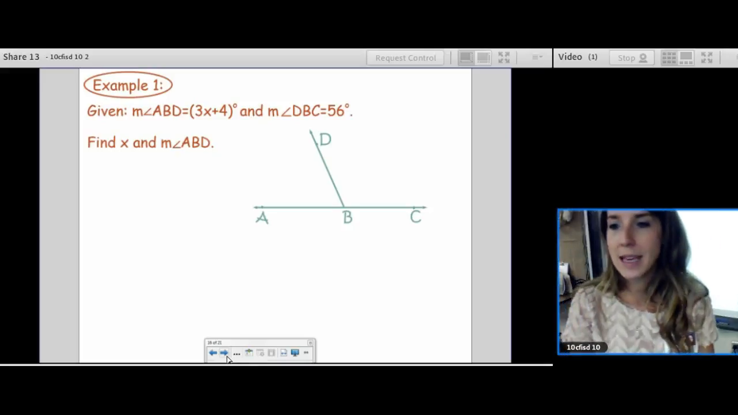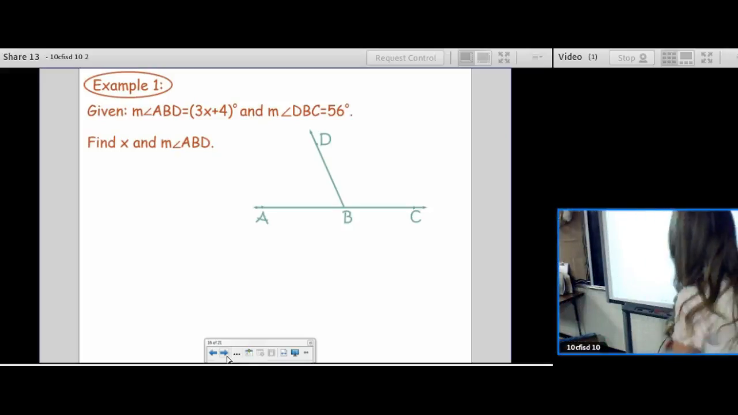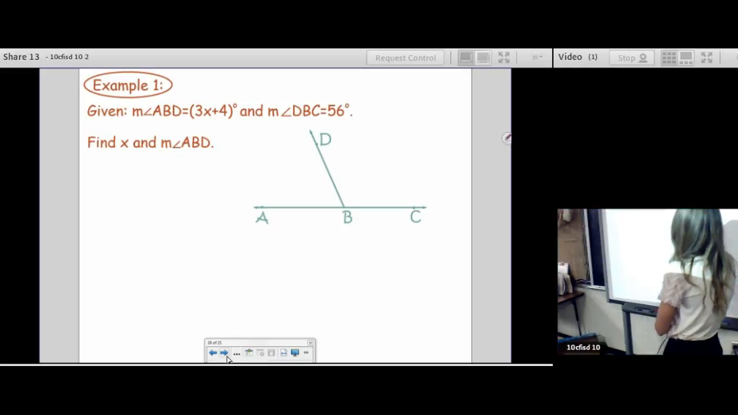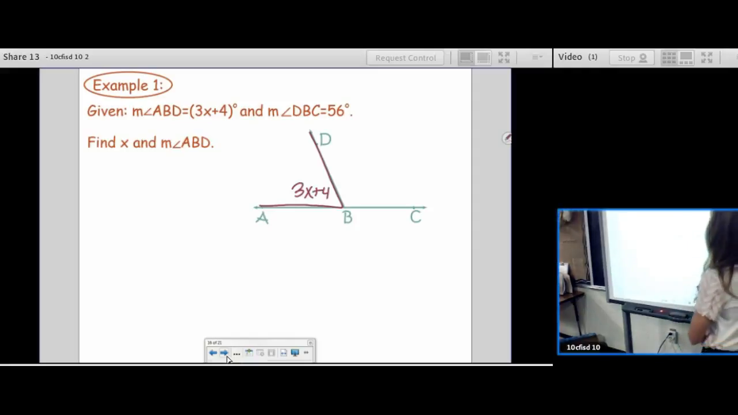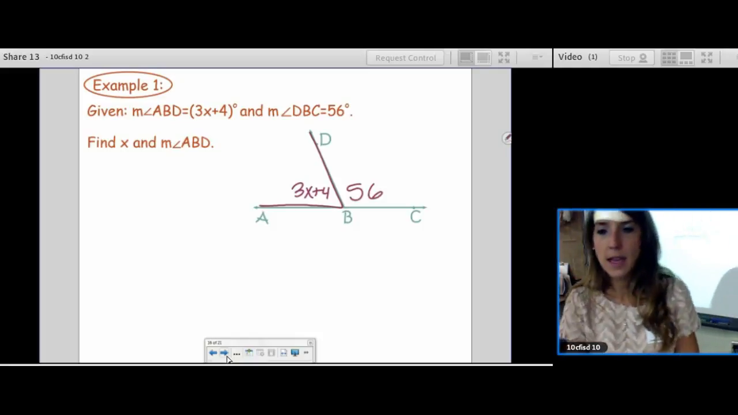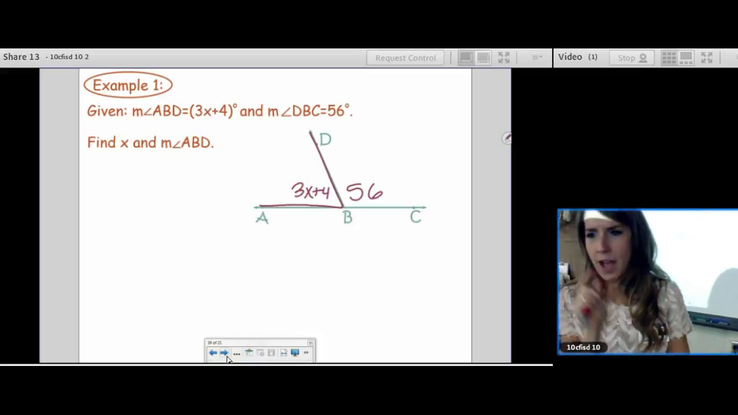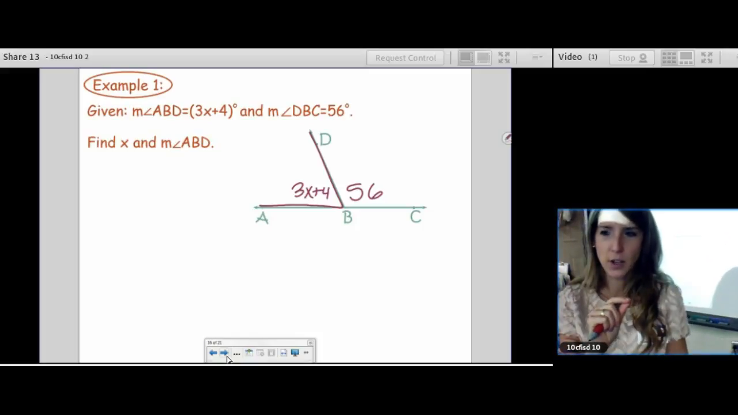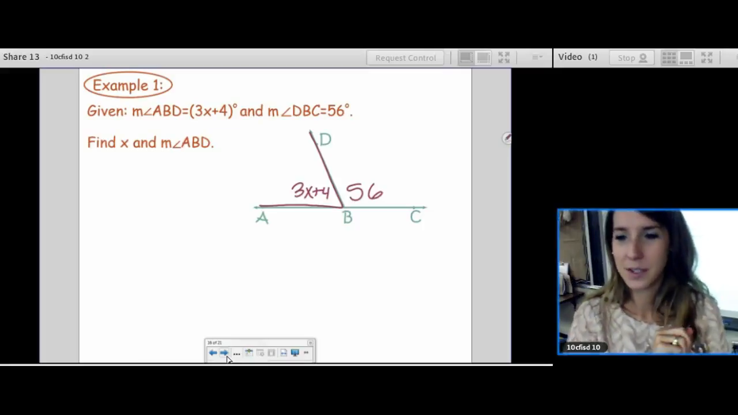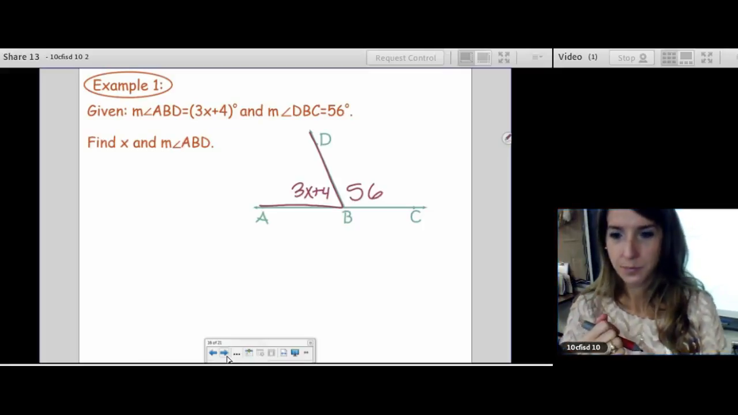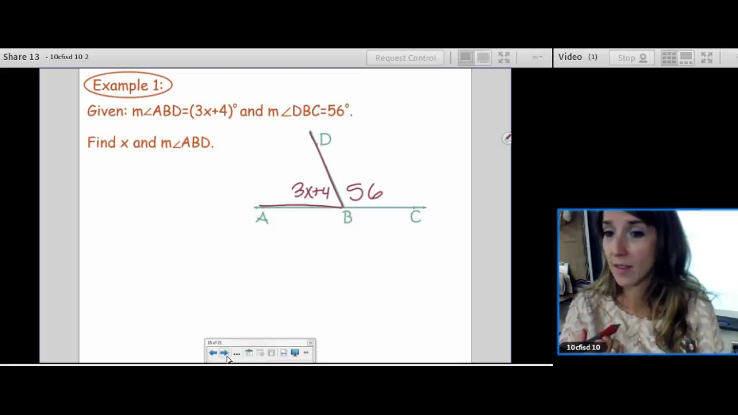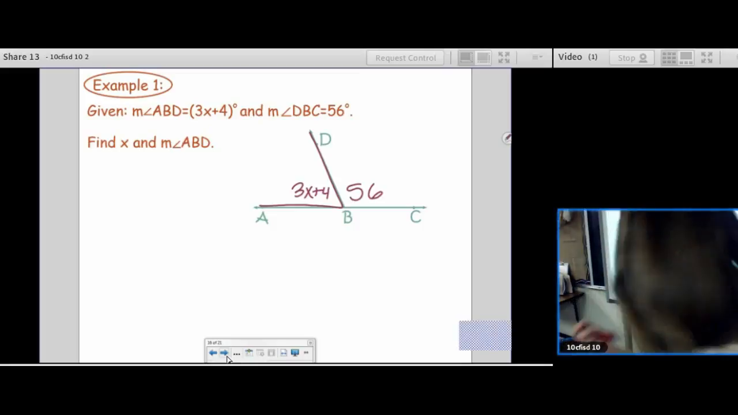Given the measure of ABD is 3x plus 4. So this angle right here, 3x plus 4. And the measure of DBC is 56. Find x and the measure of ABD. So first, step 1, identify your angles. What angles do we have here? What's the vocab word? They're adjacent, but they're more than that. They're a linear pair.